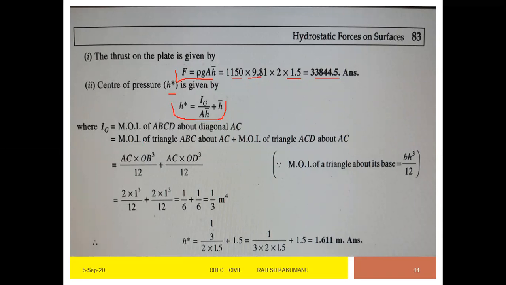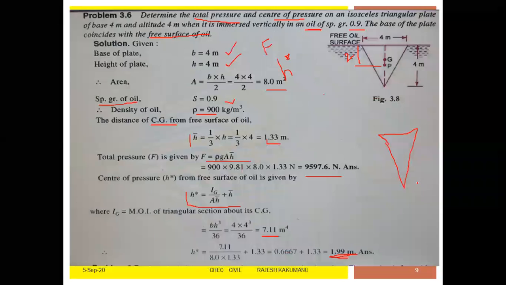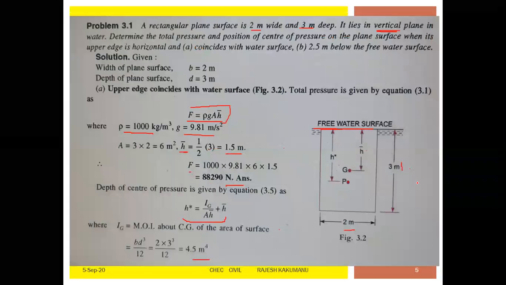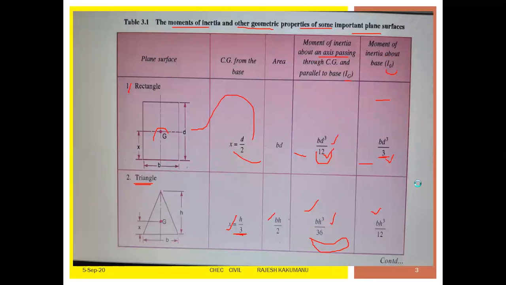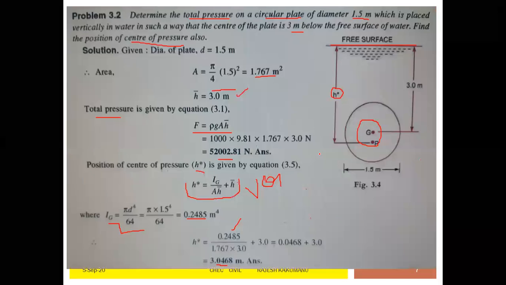That implies the moment of inertia of triangle ABC about AC plus ACD about AC. So AC into OB cube divided by 12 plus AC into OD cube by 12. So the formula applies. Whatever the triangle, square or rectangle, you have to take BD cube by 12. So applying this one.